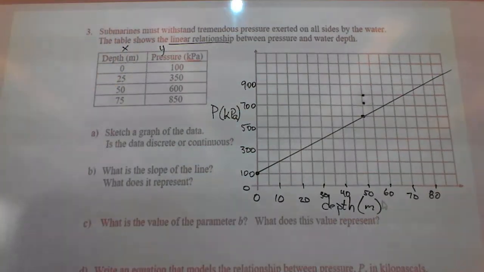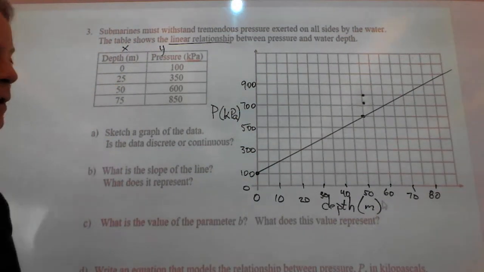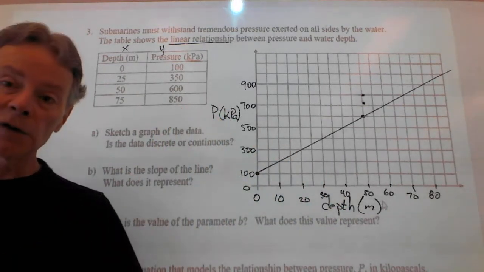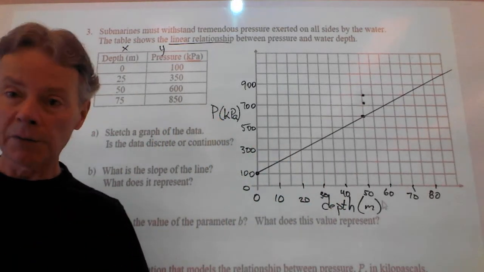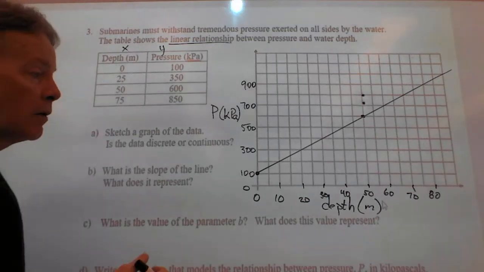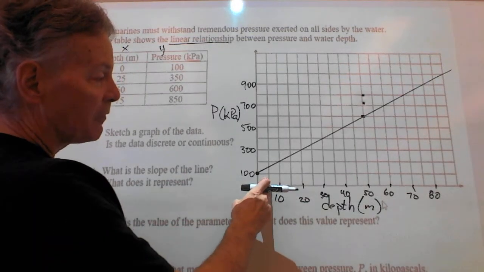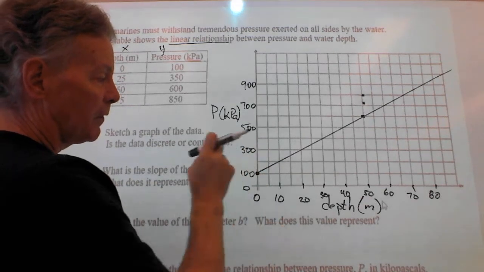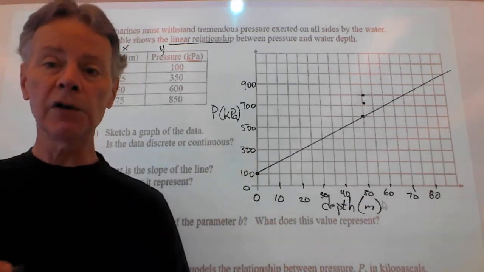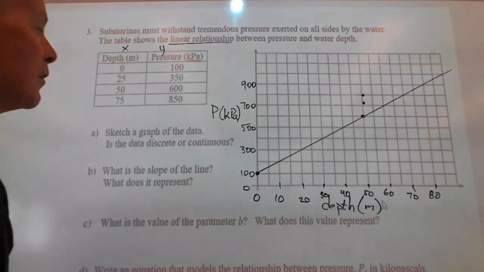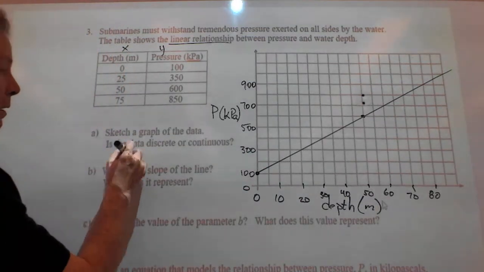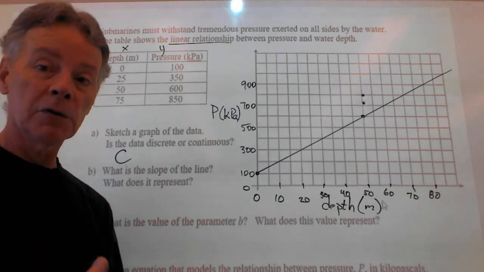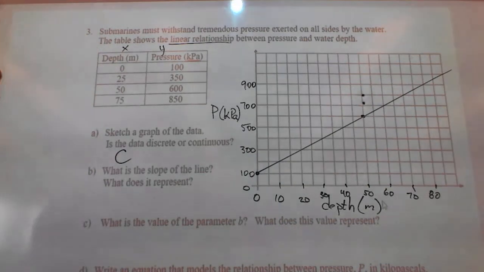Is the data discrete or continuous? Well, if you look at this, you see that they're both measurements. Partial values make sense, right? So in other words, at a depth of 5 meters, it makes sense that it would be about 150 kilopascals of pressure. You can have those partial values. So it's continuous, and so we can join the points. If it was discrete, we wouldn't join the points.